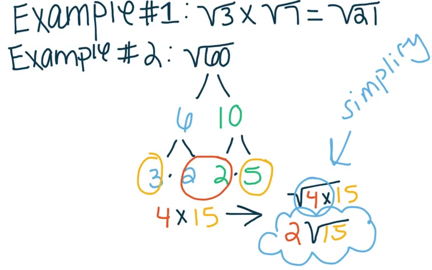you combine the 3 times 5, the outside numbers, and then 2 times 2, which is 4, and then radical 10 times 15, which can be simplified to radical 4 times 15. You simplify the radical 4, which is 2, and you have radical 15, and your result is 2 radical 15.